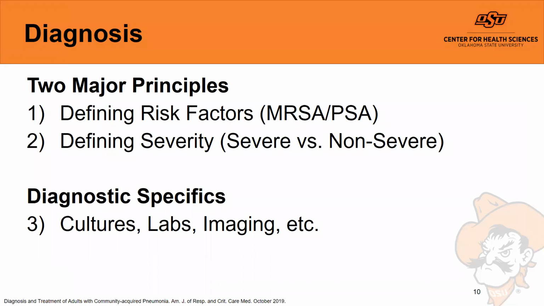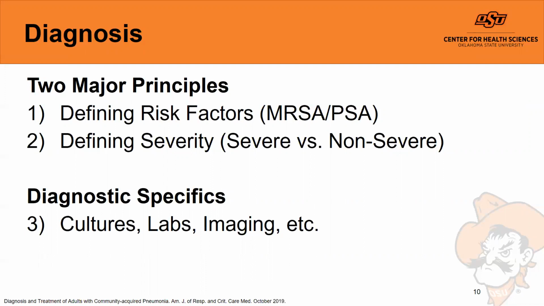On to diagnosis. So when talking diagnostics for CAP, there are 3 major parts involved in the discussion. When the guidelines discuss how to approach the diagnosis and management of CAP, they first mention the 2 major principles, meaning you must first make 2 specific determinations before proceeding. So number 1, defining the severity of the infection, and number 2, defining your patient's risk factors for MRSA or Pseudomonas specifically, which we'll discuss more in detail in the upcoming slides.